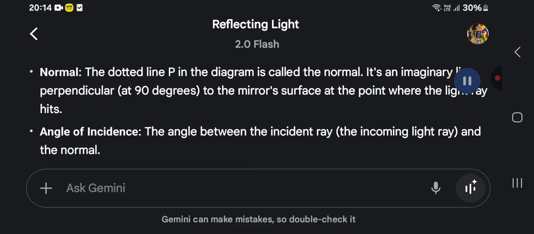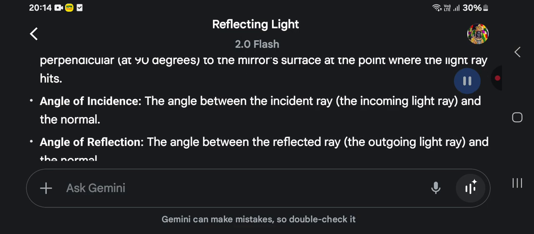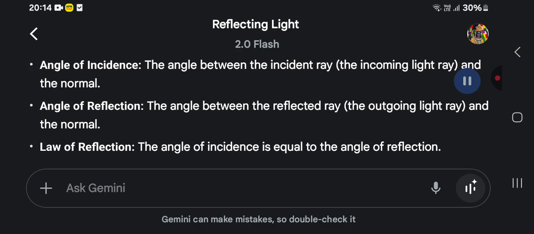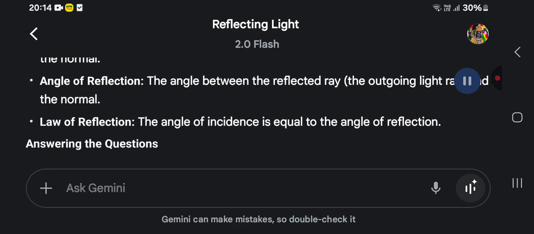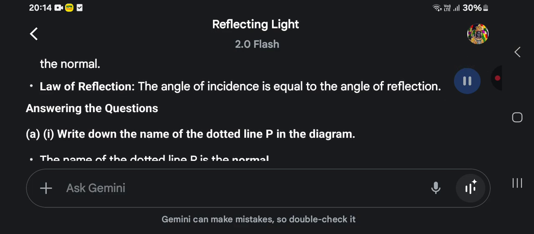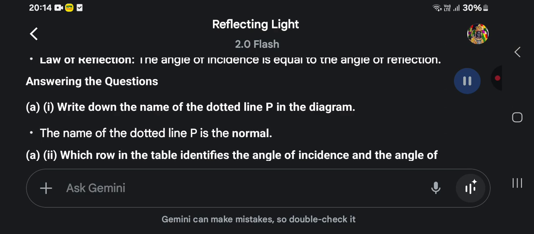Angle of incidence. The angle between the incident ray, the incoming light ray, and the normal. Angle of reflection. Angle between the reflected ray, the outgoing light ray, and the normal. Law of reflection. The angle of incidence is equal to the angle of reflection. Answering the questions. A1. Write down the name of the dotted line P in the diagram. The name of the dotted line P is the normal.